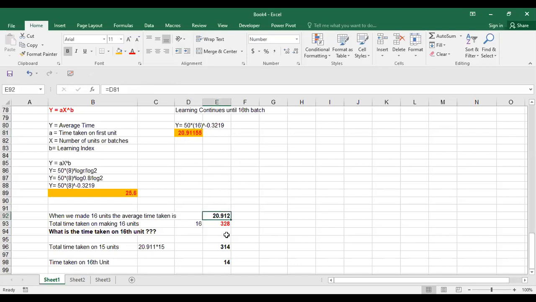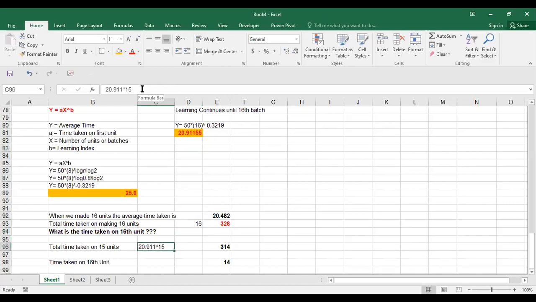Let me go back again. It was on 16 units. Please follow me. On 16 units, your average time is 20.482. I make it 20.482, and I multiply this by this. So 328 hours is the total time on 16 units. I just removed the numbers and put it like this, okay? And then I make it 15, because I was using the same formula for both of them. And now it is 20.91.